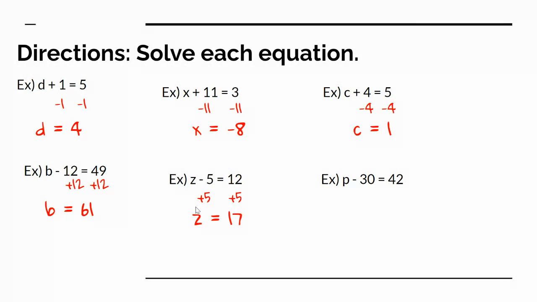Okay. p minus 30 equals 42. Again, I'm trying to solve for p. So I'm trying to figure out what p is. In order to isolate my variable, I use inverse operations. The opposite of minus 30 is a positive 30. So I'm going to add 30 to both sides. Again, to isolate the variable using inverse operations, you have to keep it balanced. So what you do to one side, you must do to the other. 42 plus 30 is 72.